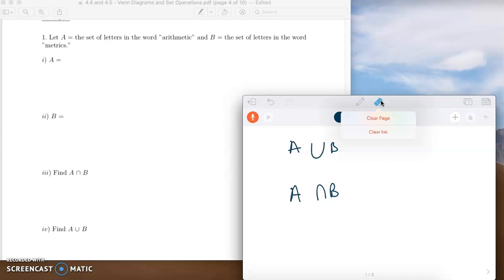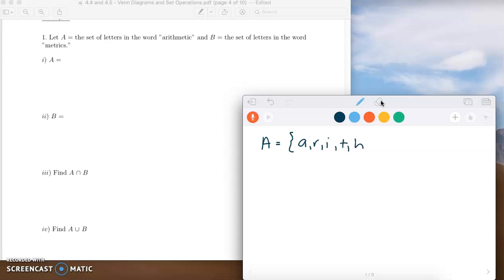So that would mean that A equals A, R, I, T, H, M, E, T, I and C, right? I believe that's all of them. And then B would equal the letters M, E, T, R, I, C, S.